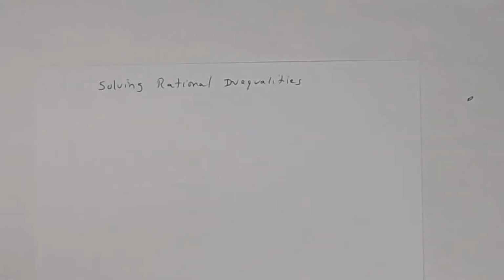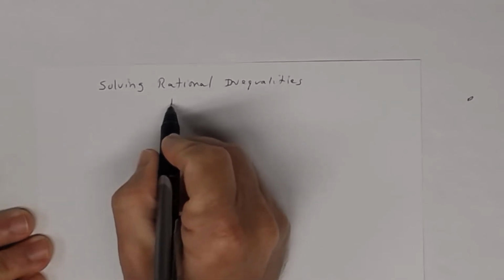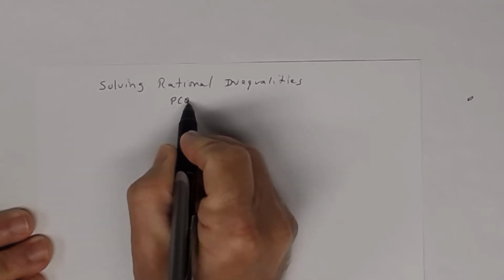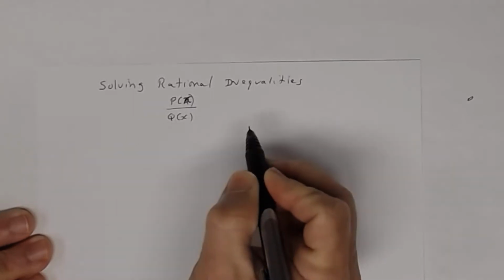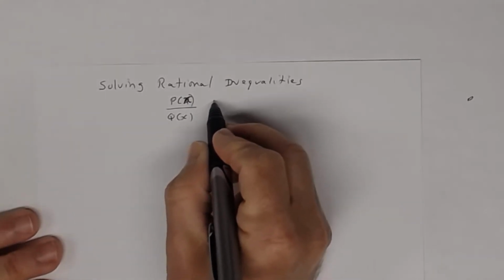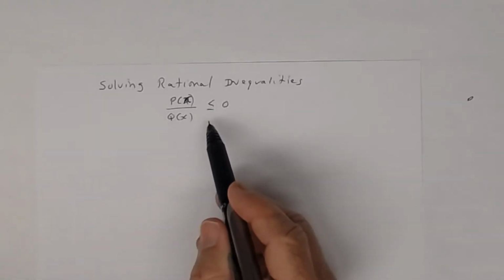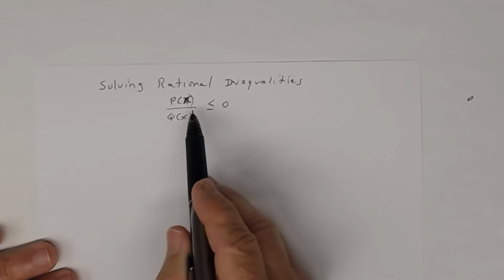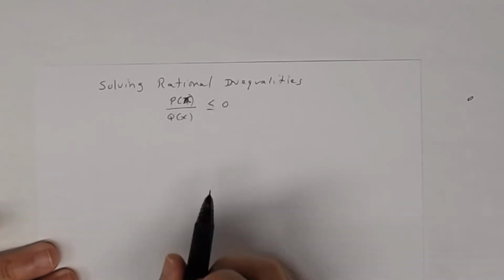All right, so this is the second part of our lesson on solving rational inequalities. Now, in these problems, the rational inequalities will be of this form, where we have some polynomial p of x divided by another polynomial q of x. And remember, we are dealing with inequalities, so it will be something like less than or equal to 0, or greater than or equal to 0, or less than 0, or greater than 0.